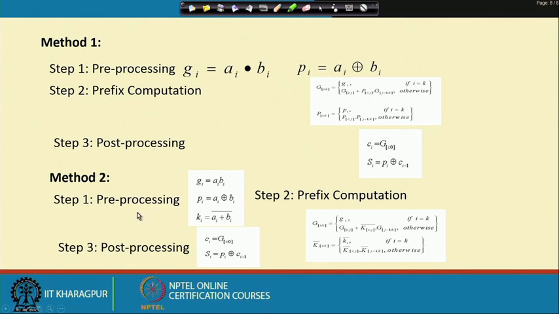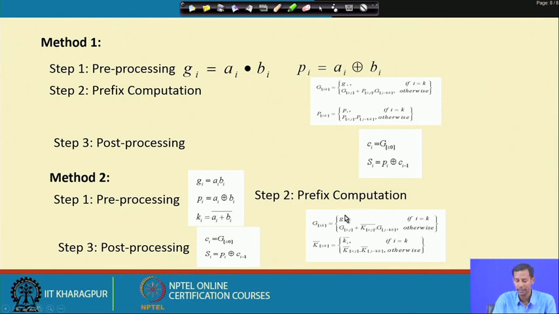Then there is another method. In the first method we take G_i and P_i, but in this method we take three variables: G_i, P_i and K_i, where K_i is the NOR operation of A_i and B_i. For prefix computation we use K_i instead of P_i, following this equation: G_ik is G_ij plus K-bar_ij dot G_(j-1)k.